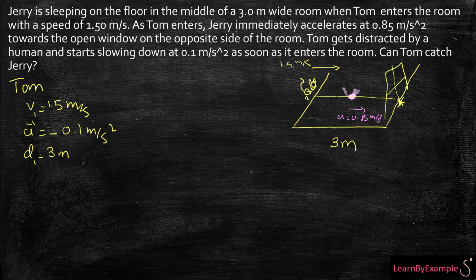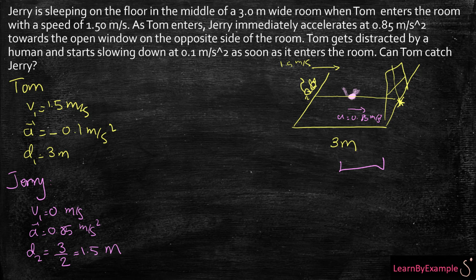And now for Jerry, I'm going to have my initial velocity at rest, so 0 meters per second, my acceleration at 0.85 meters per second squared, and the distance that I'm going to travel here for Jerry is half of the room because he's in the middle of the room, so 3 divided by 2, which is 1.5 meters.